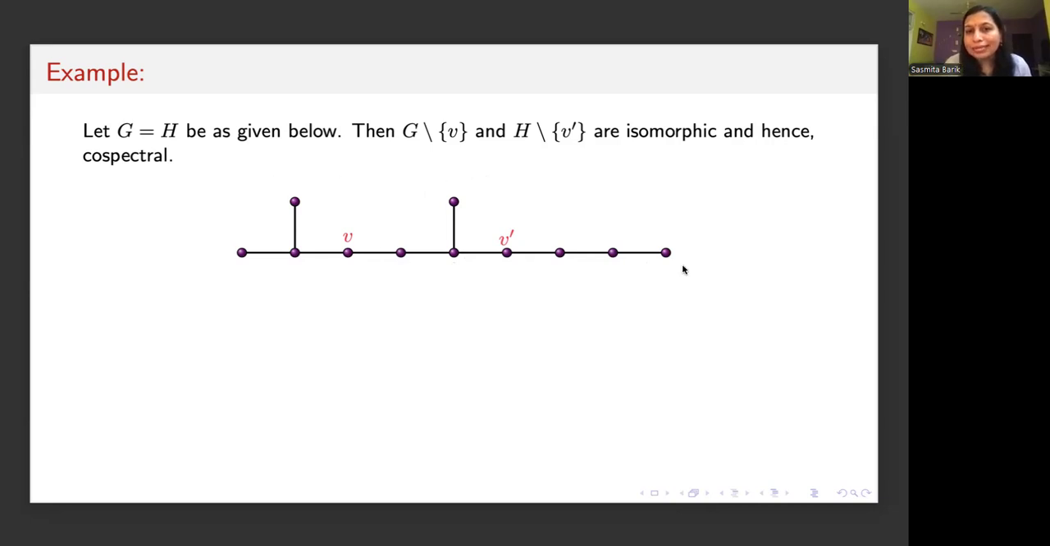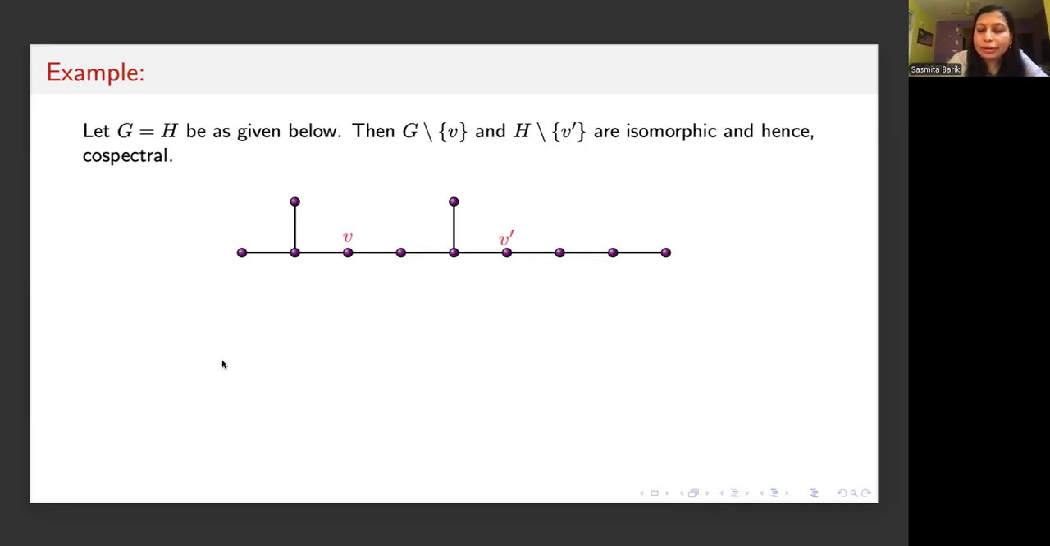Now think of it as H and delete the vertex v'. Then also you get a path of order 3 and another graph obtained from P6 by adding a pendant. So G minus v and H minus v' are isomorphic, so they are also co-spectral. So now I can use the Schwenk construction. I consider the same graphs G and H with the identified vertices v and v', and I checked that G minus v and H minus v' are isomorphic, so they are co-spectral.